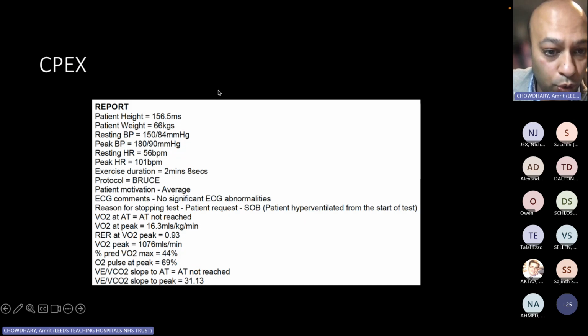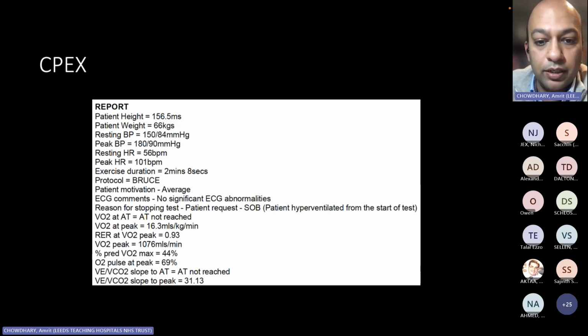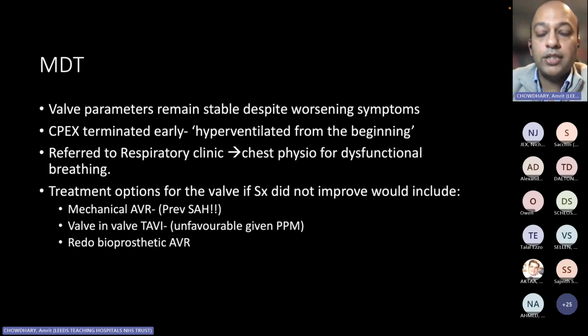This is the CPEX report that came out, and of note, her exercise duration, she only managed 2 minutes and 8 seconds. She was very short of breath, but the physiologist remarked that the patient hyperventilated from the start of the test, which is quite important, and her predicted VO2 max was only 44%. Now, given her symptoms, her CPEX, and her TOE, she was then discussed in our valve MDT.